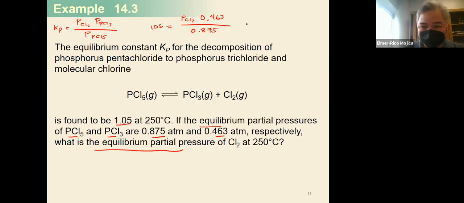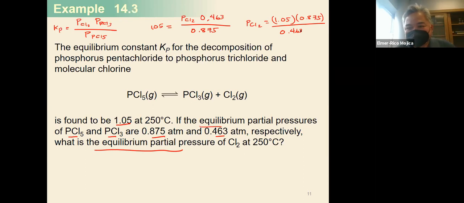So rearranging this one, what will happen? Cl2 on one side, so it equals to 1.05 times 0.875 divided by 0.463. Try. So the answer that you get there is 1.98. Everybody got that?